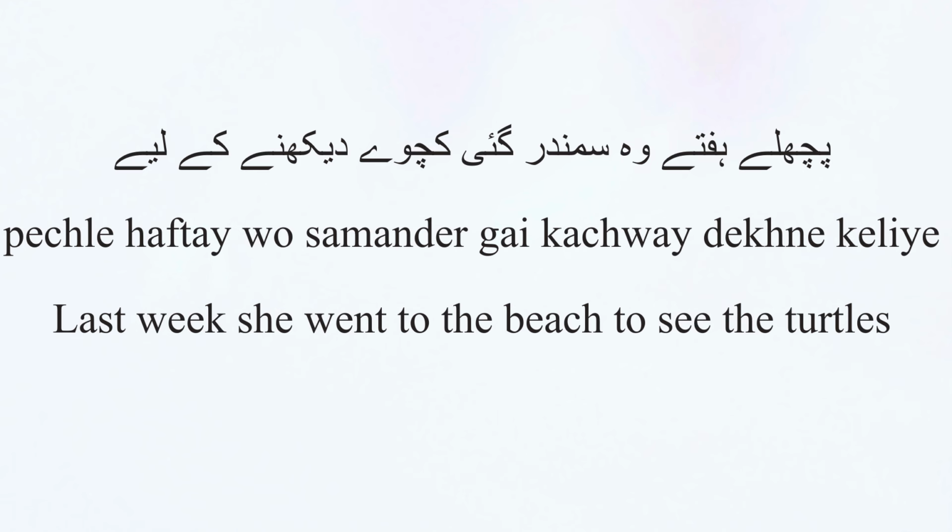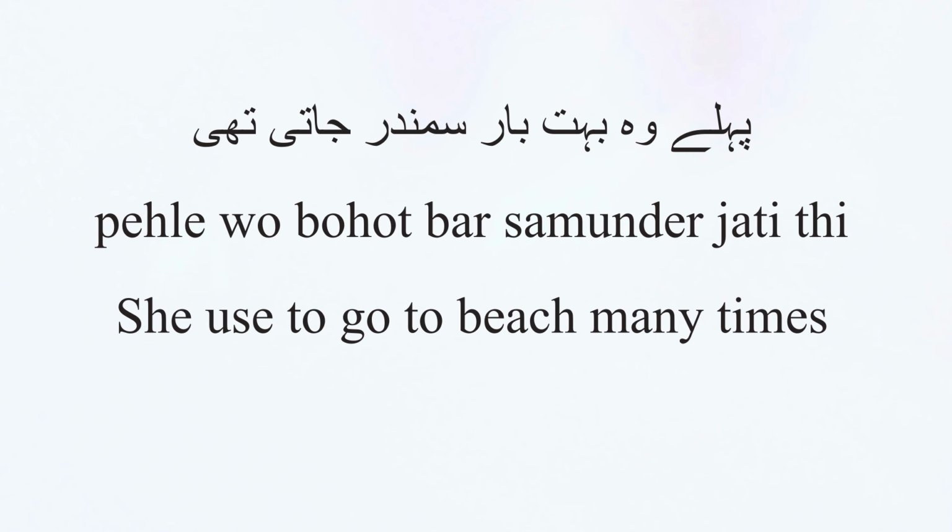To see the turtles. पहले वो बहुत बार समंदर जाती थी. Can you guess which tense it is? पहले means before. वो बहुत बार समंदर जाती थी. She used to go to the beach a lot. This is the past habitual tense. Something used to be done repeatedly, but probably she doesn't do it anymore.